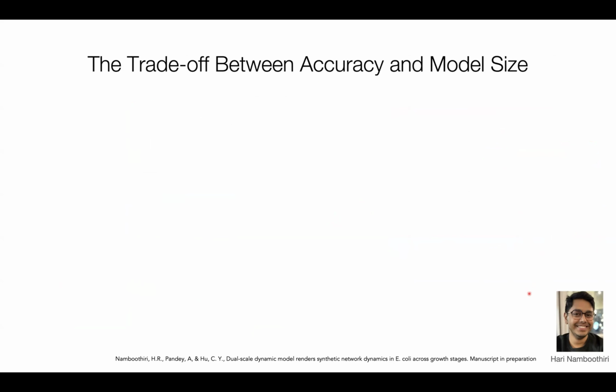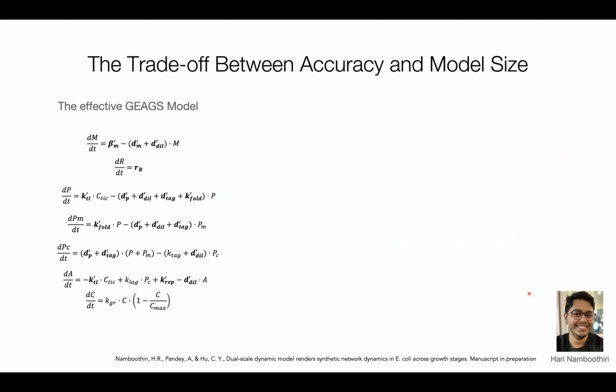All right, so that was a lot of equations, a lot of models. We don't really want to use that, so we tried to reduce the GEAGS model, and we wrote a reduced version. Other than the growth dynamics, there are basically only 6 equations in this version, where all the bolded parameters are linked with growth. So it is also dual scale, but it's a lot more manageable.